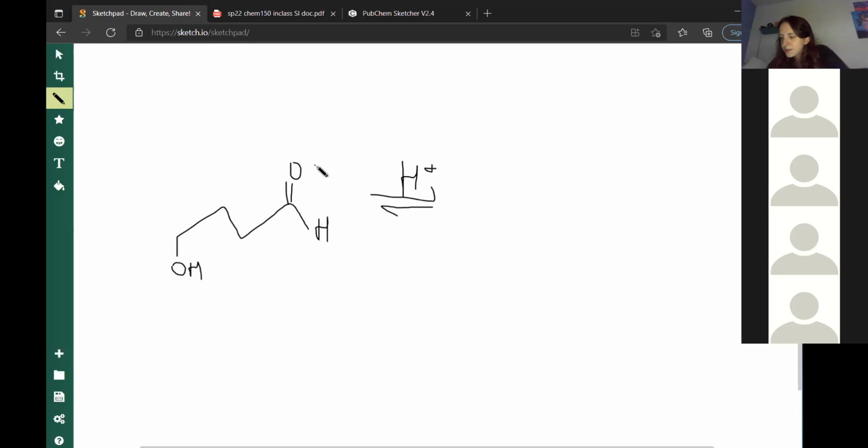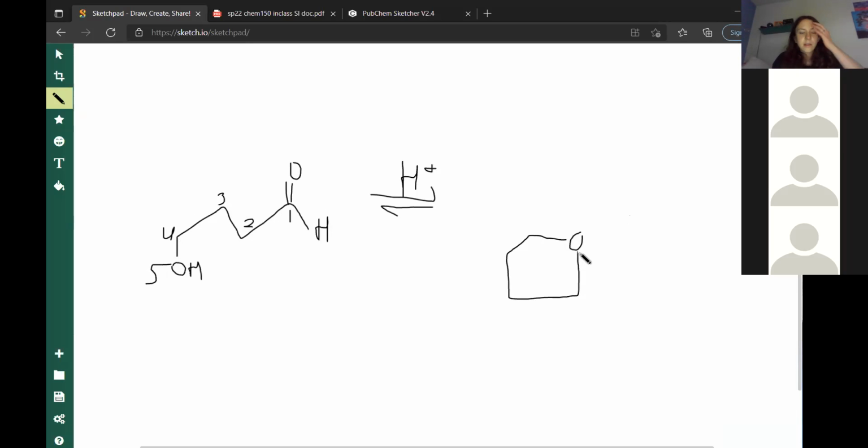So we start numbering. Yep. We start numbering at this carbon with the double bonded O. So 1, 2, 3, 4, and then it's attached to this oxygen down here, which makes it 5. And so I'm going to make it like this. So that is a 5-membered ring. And so if I were to number it, 1, 2, 3, 4, 5, and then off of 1, there is that OH.